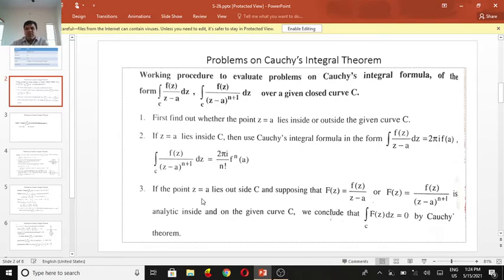If the point z equal to a lies outside C, supposing that f of z divided by z minus a, or f of z divided by z minus a to the power n plus 1, is analytic inside and on the given curve C, we conclude that the integral over C of f of z dz equals 0 by Cauchy's theorem. This is the main result, the main property, depending on whether the point z equal to a lies inside or outside. By using this property we evaluate some problems on Cauchy's theorem.